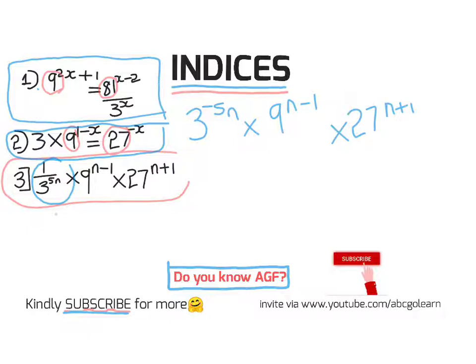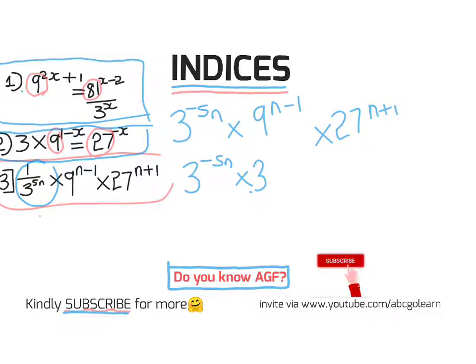Now, to solve this question, you would get this 3 to the power minus 5n. Now you would multiply it with 3 raised to power something. You know this 9, it's the same thing as 3 raised to power 3. I'm sorry, it's the same thing as 3 raised to power 2. That's 3 times 3, right? So just write 3 raised to power 2.